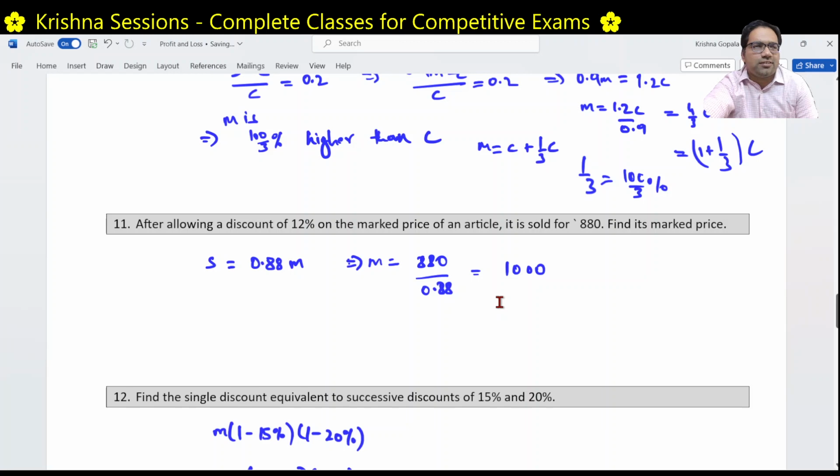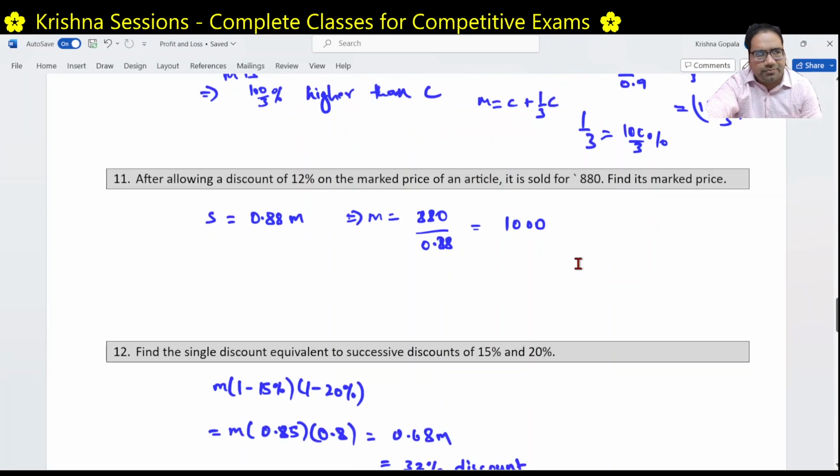Okay. After allowing a discount of 12% on the market price of an article, it is sold for 880 rupees. So what does that mean? 12% discount on market price. What does that mean? The sales price is equal to (1 minus 0.12) into M, the market price. 1 minus 0.12 is 0.88M. Sales price is equal to 0.88 into market price. What does that mean? Market price is equal to sales price, which is already given as 880 rupees, divided by 0.88. What is it equal to? It is equal to 1000 rupees. So 1000 rupees is the market price and 12% is the discount given, and that's how it was sold for 880 rupees.